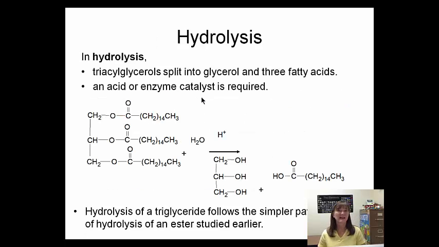All right, so that was hydrogenation. Switching over to hydrolysis. In hydrolysis, the triacylglycerol is going to split into glycerol and your 3 fatty acids. So it's going to be the reverse of esterification where we made the esters. Now we're going to break apart the esters. An acid or an enzyme catalyst is going to be required for this reaction. So there's our acid symbol.